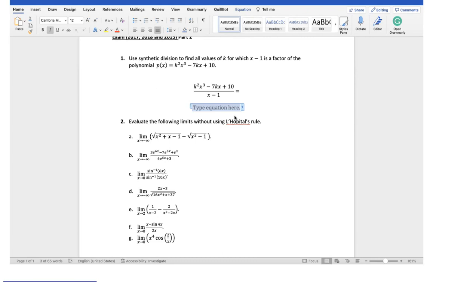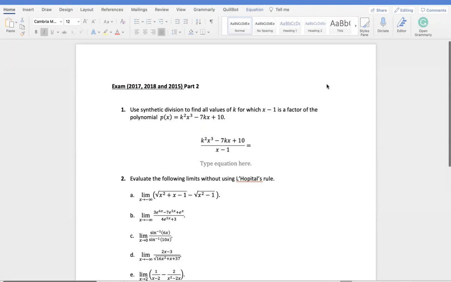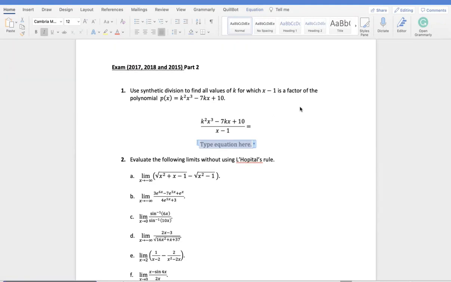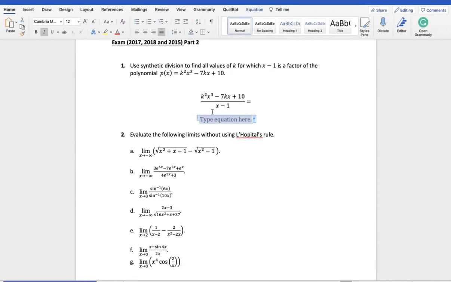Welcome everyone. Let's look at exam revision 2. We'll see if we can solve as many problems as possible. Let's go back to the first question here.